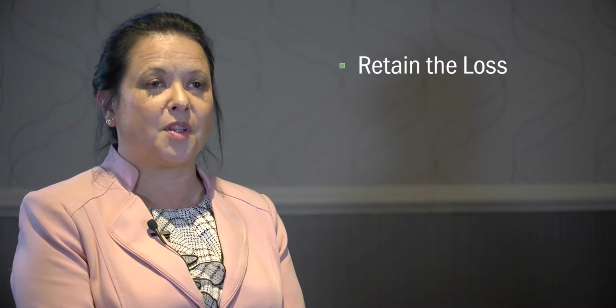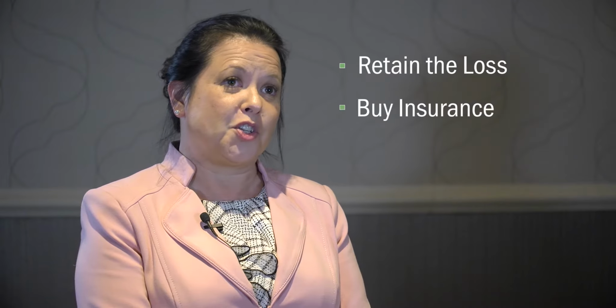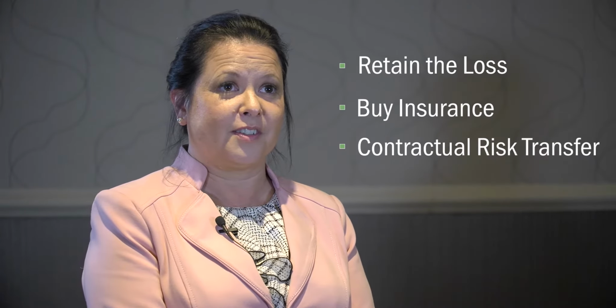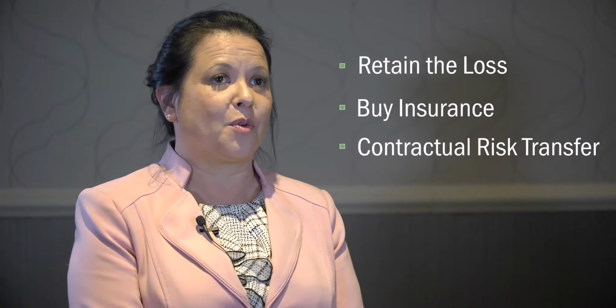To pay for losses, there are 3 primary funding options. The first one is to retain the loss, and that's when the company pays for the loss out of their own funds or borrows the money. The second is to buy insurance, and it's the most common means to finance risk. The third is a contractual risk transfer, in which, in an agreement, one party agrees to pay for or indemnify you for loss.